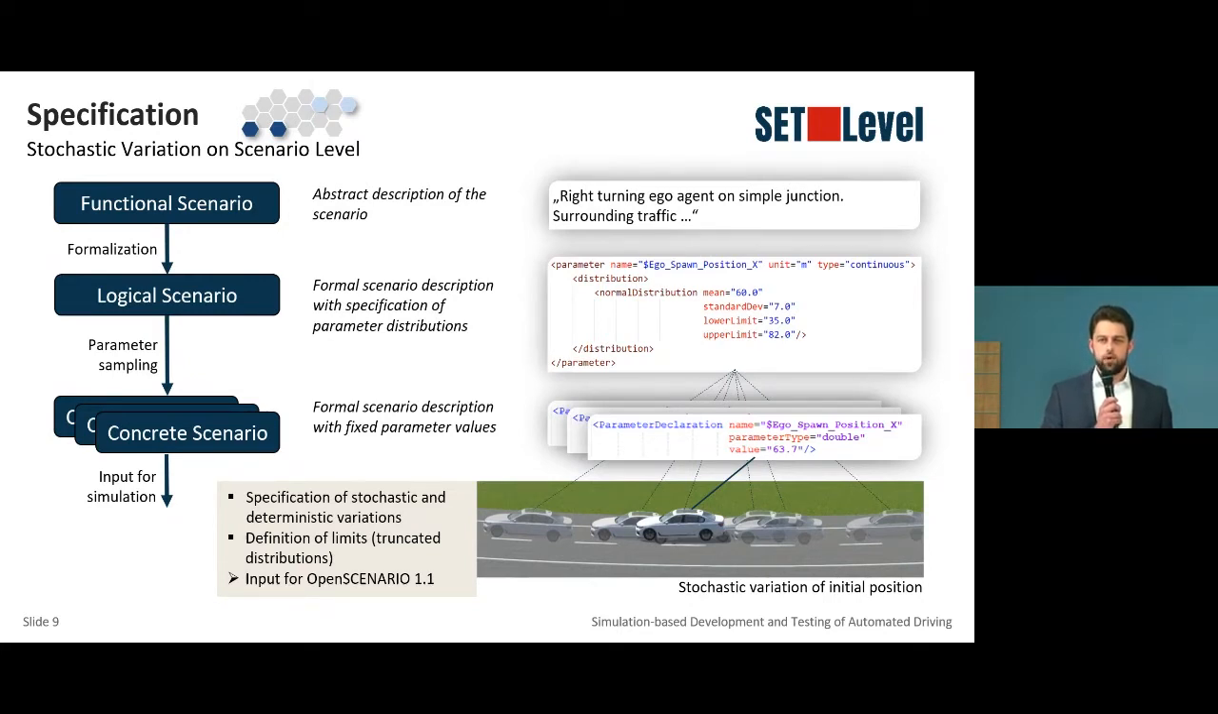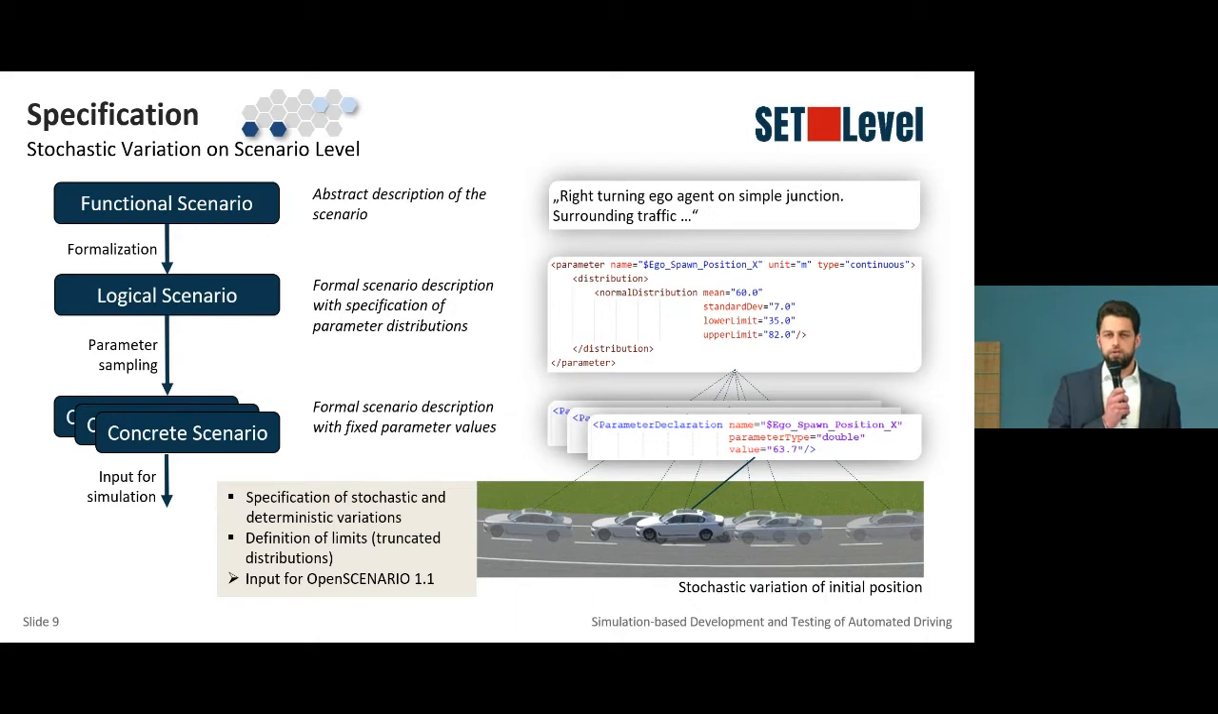This is already a formal description, where the whole scenario is described, and also parameters are already contained, but might not be fixed to certain values yet, and might be described through distributions. In the example on the right side of the slide, we see that the initial position of the ego vehicle is described through a normal distribution with a certain mean and standard deviation. Now we also have the possibility to truncate the distribution by setting min and max values, which allows for a control of the scenario in more detail.